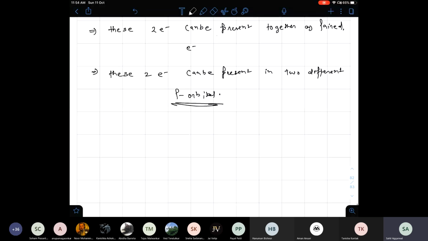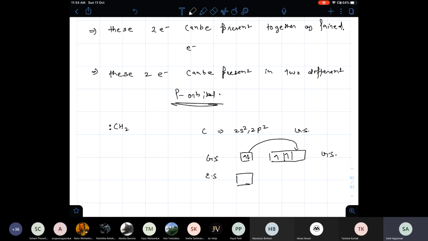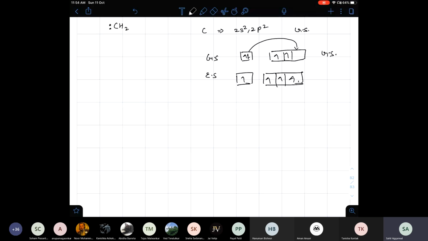मतलब अगर हम CH2 देखते हैं, if we see CH2, so carbon was 2s2 2p2 in the ground state. In excited state, this was the ground state. But whenever it wants to form bonds, it goes to excited state. Excited state में क्या होगा? This electron will move here. Now this is excited state. Understood? Now in this state, it is forming two bonds with hydrogen.